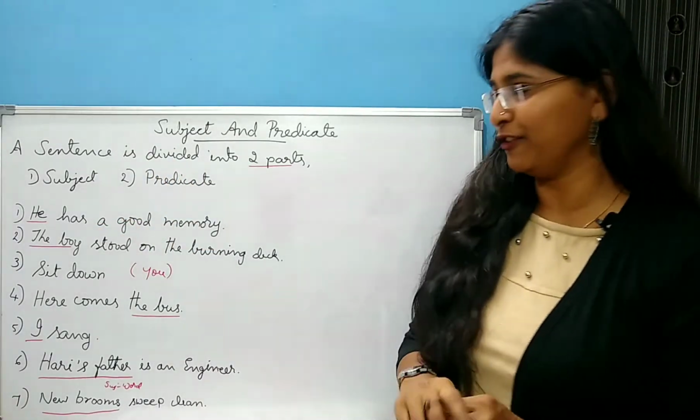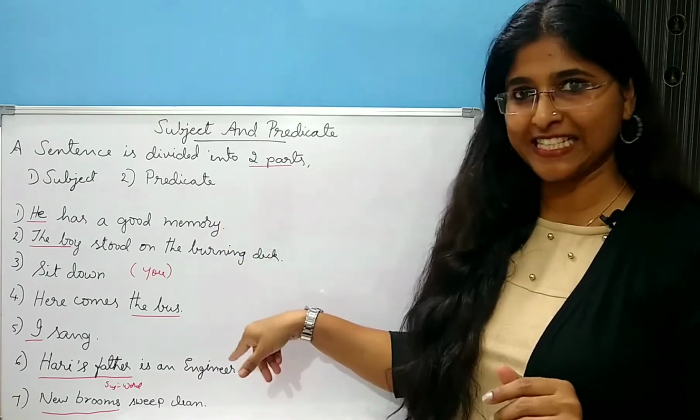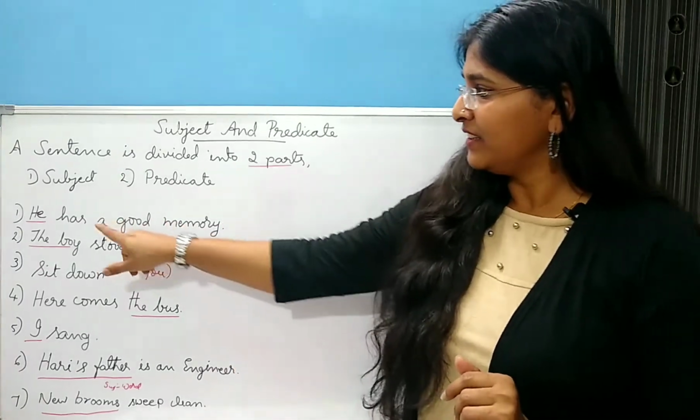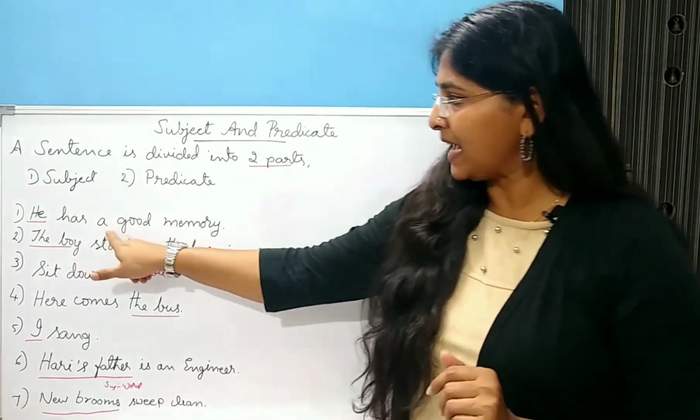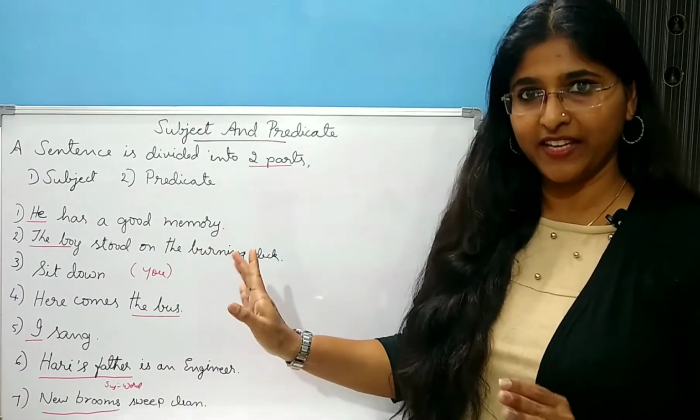I'll clarify your doubt now, the confusion, through these examples. The first sentence is, he has a good memory. He has a good memory.